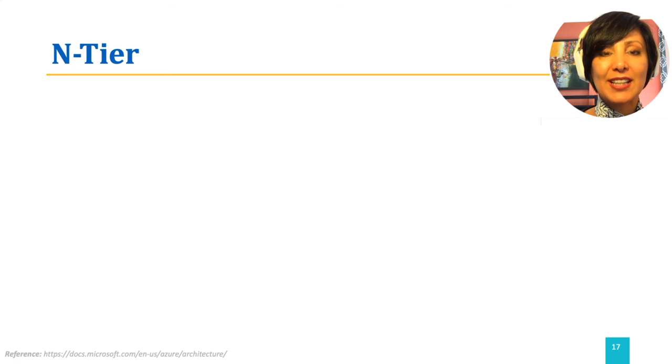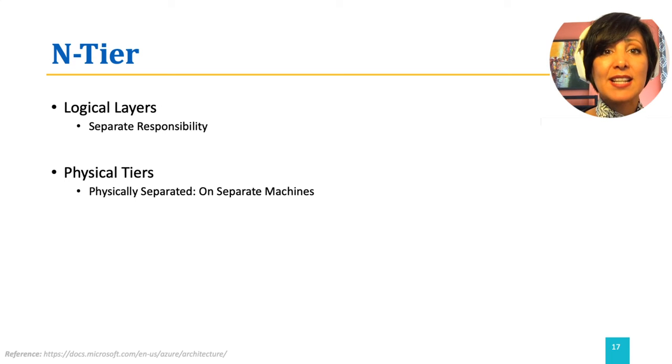The N-tier architecture is traditionally the most famous architecture for web applications. In this architecture, the responsibilities designed to be met by the system are broken among different logical layers that are then mapped to different physical tiers of deployment.